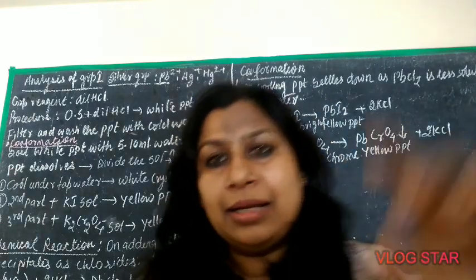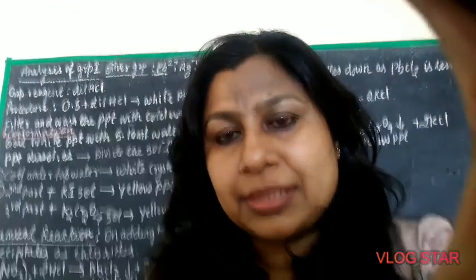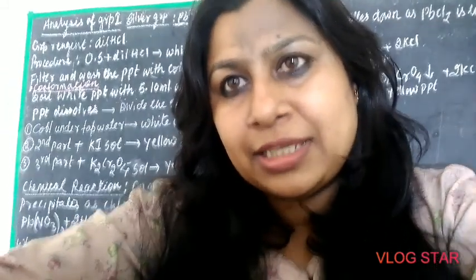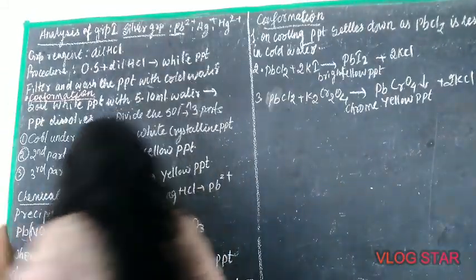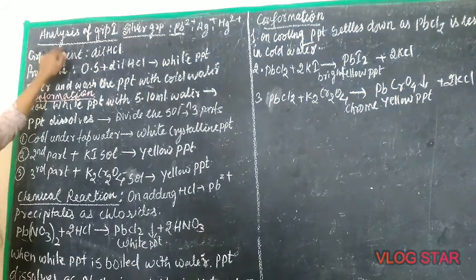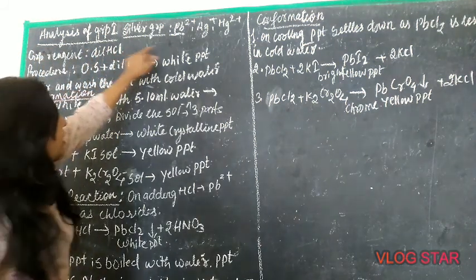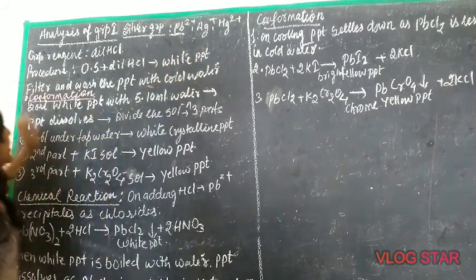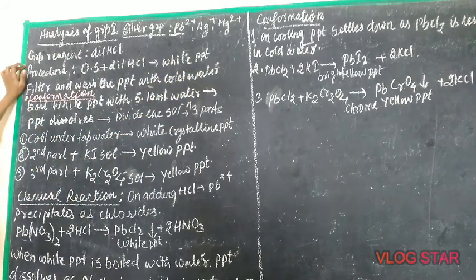Hello children, last time we had seen the zero group analysis. Today we'll see group 1. Group 1 is also known as silver group. So analysis of group 1, which is known as silver group, the radicals are Pb2+, Ag+, Hg2+. The group reagent is dilute HCl.